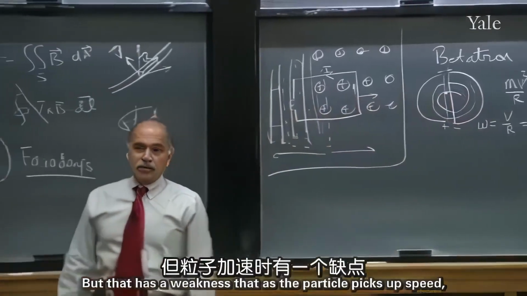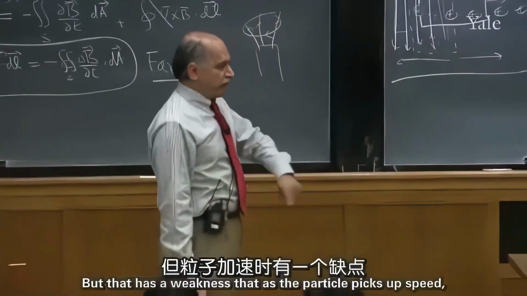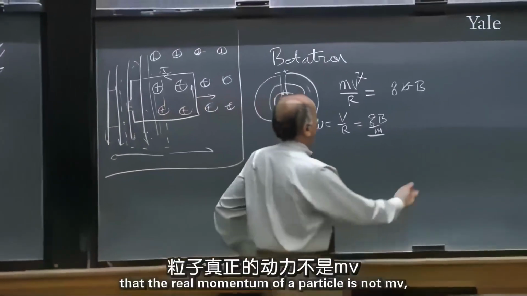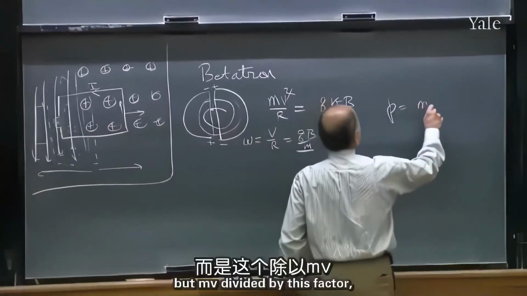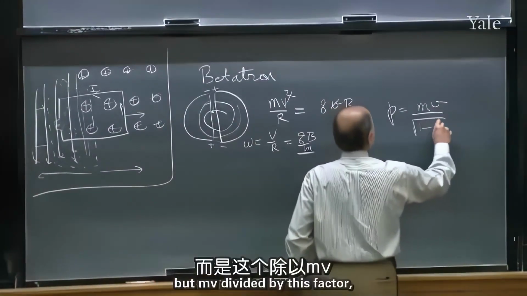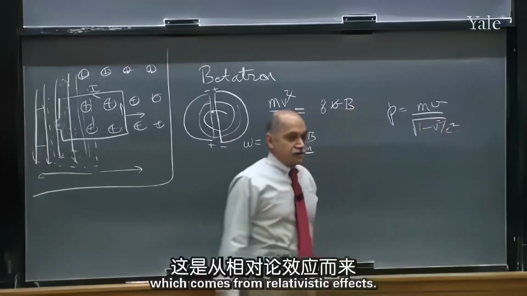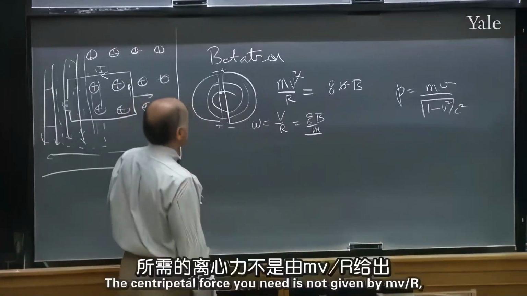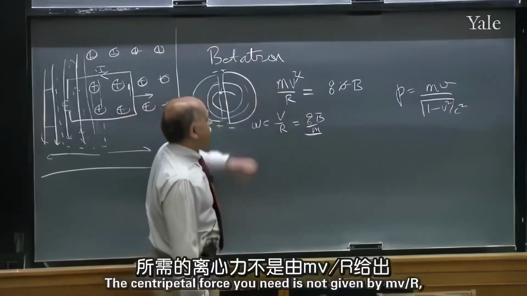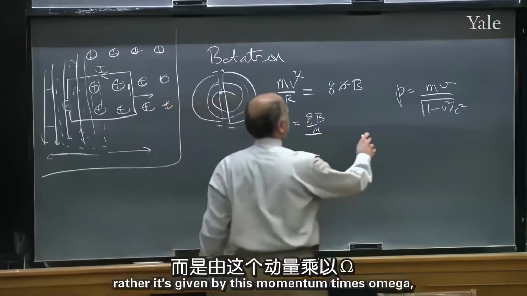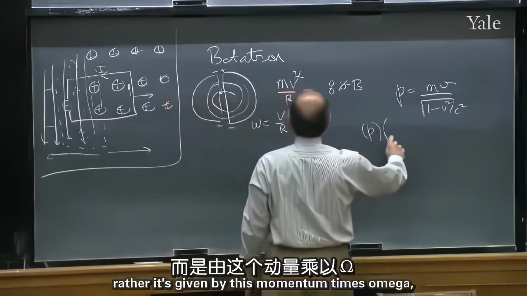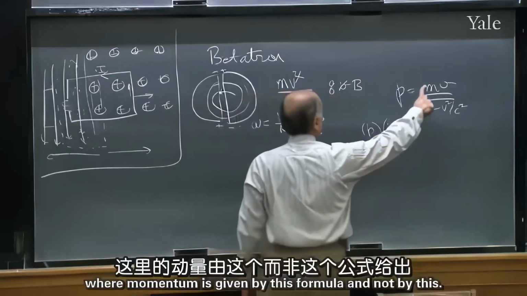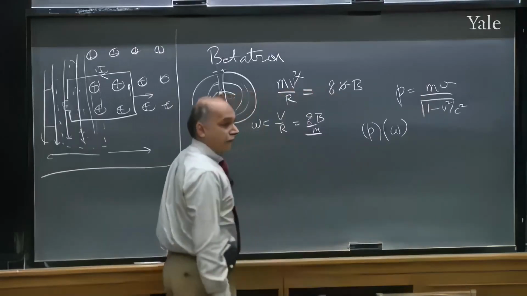But that has a weakness, that as the particle picks up speed, eventually you will have to use the fact that the real momentum of a particle is not mv, but mv divided by this factor, which comes from relativistic effects. Then you can show the centripetal force you need is not given by mv squared over r, but rather it's given by this momentum times omega, where momentum is given by this formula and not by this.